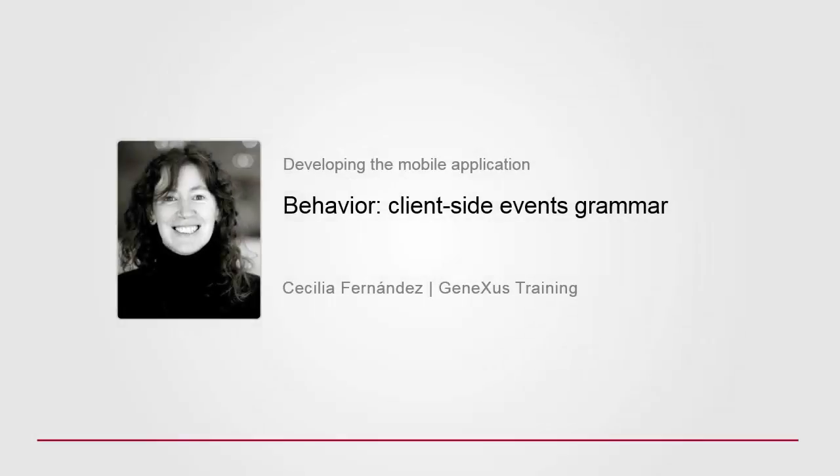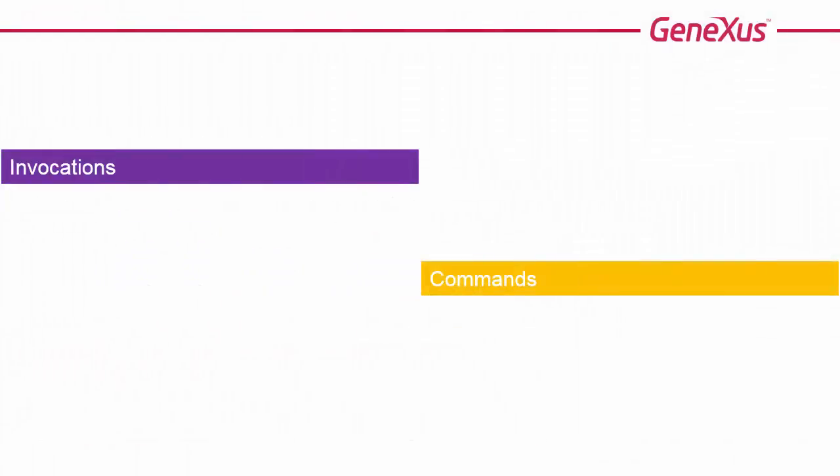In this video, we will talk about the grammar of client-side events, that is to say, everything that can be written in them. First of all, we will briefly mention the invocations that can be made within a client event. Next, we will talk about the other commands, taking into account that the grammar of client-side events is reduced compared to that of server-side events.